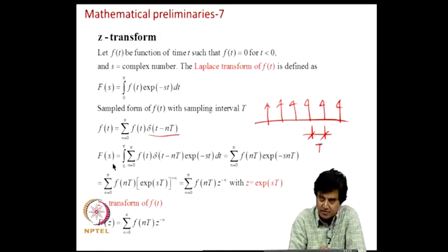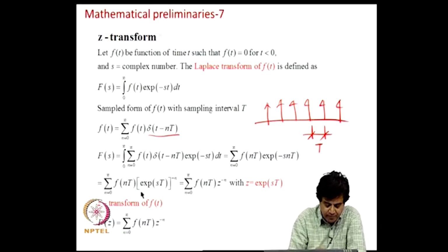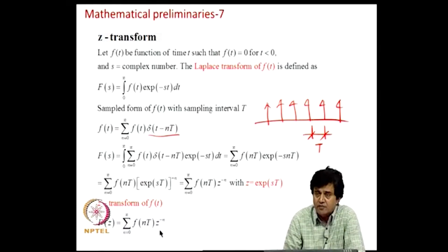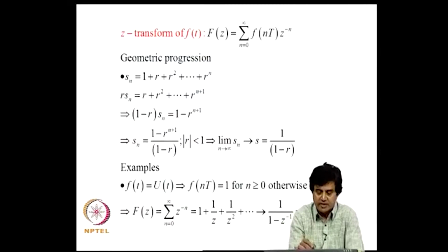Now, let us consider the Laplace transform of that. I substitute this into this. Upon carrying out the integration, I get the Laplace transform F of s as the sum over n equal to 0 of f of nT e raised to minus s n capital T. Now, this can be written as f of nT times e to the power s T, raised to the power minus n. Suppose I call this quantity e raised to sT as z, I can write this as f of nT z to the power of minus n. This quantity is known as the z transform of f of t, and it is written as F of z. So, this is a discrete version of the Laplace transform. This is the definition.